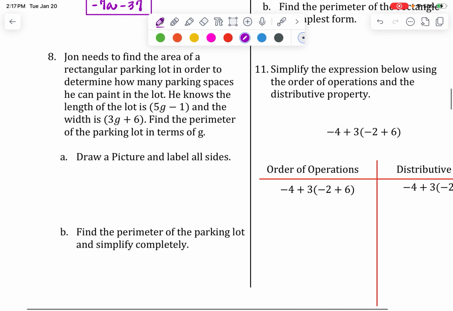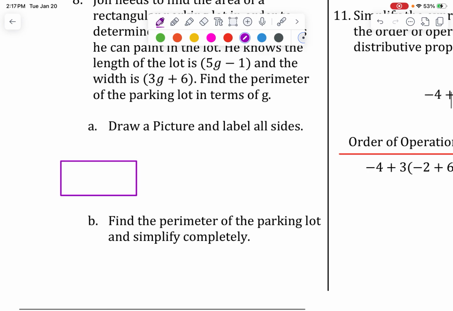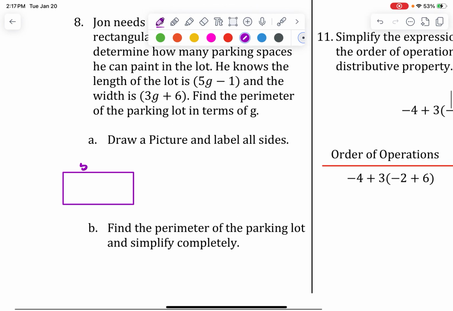It says, we're talking about a rectangular parking lot, and part A says to draw a picture. You should always draw a picture, right? If you're talking about something that you can draw a picture for and label it, so much better for our brains to see that visual. So it says he knows the length is 5g minus 1, okay. And which side you're calling the length, I usually call the length the longest side, but it really doesn't matter at the end of the day.